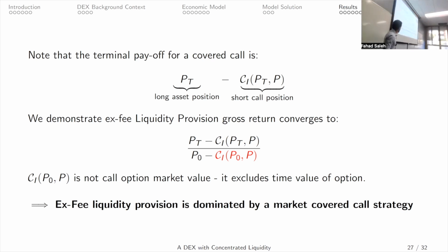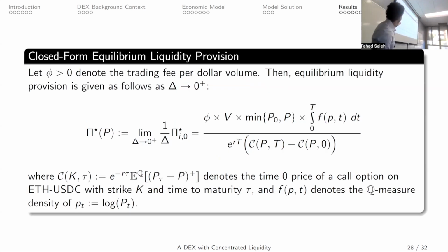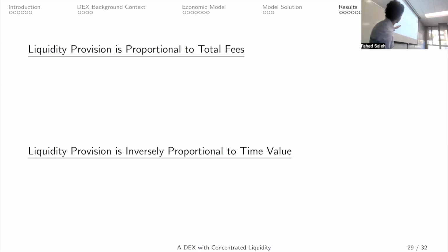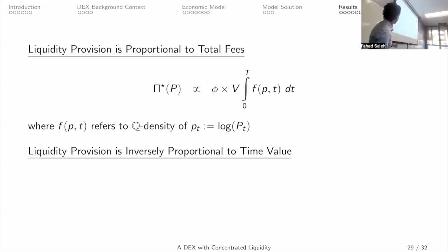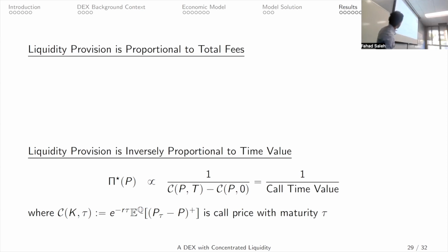And so this again is really a manifestation of what's called impermanent loss. And so it says you need some fees, okay? And so we also derive what equilibrium liquidity provision would be, which, you know, this expression might be a little complicated. So let me just state it differently here. What it's really saying is liquidity provision is proportional to fees and inversely proportional to time value. Proportional to fees, let me skip that. What I want to focus on is this.